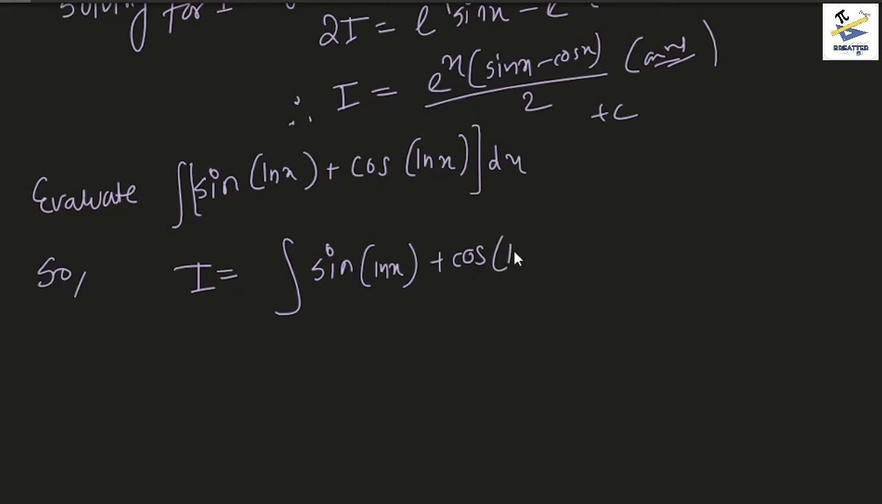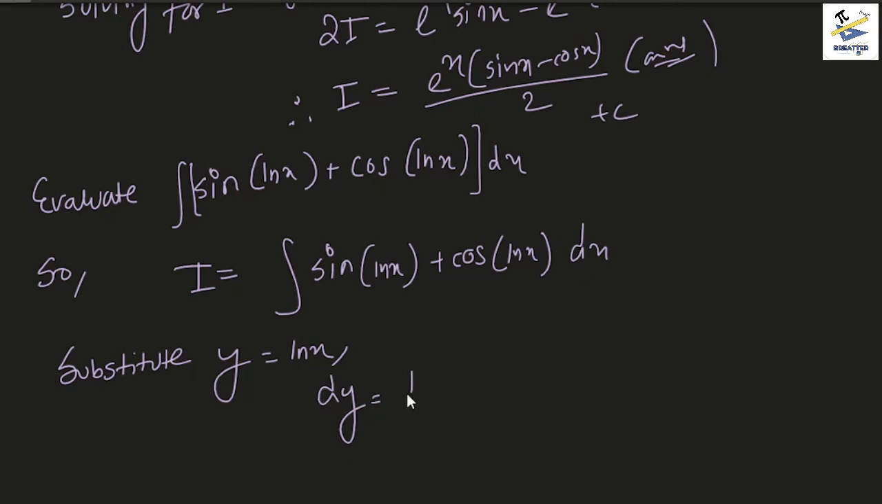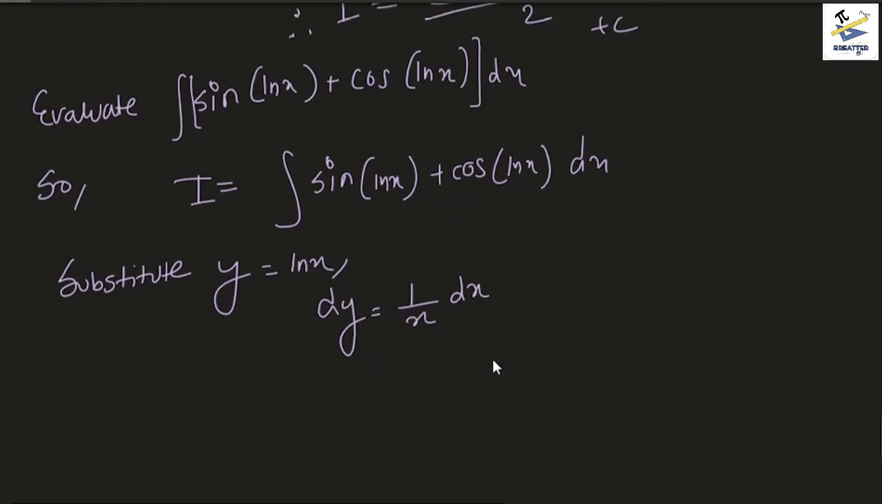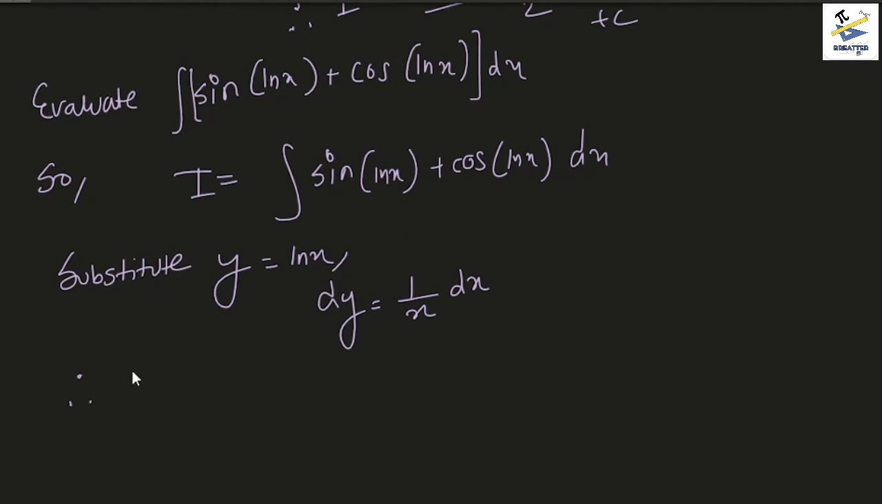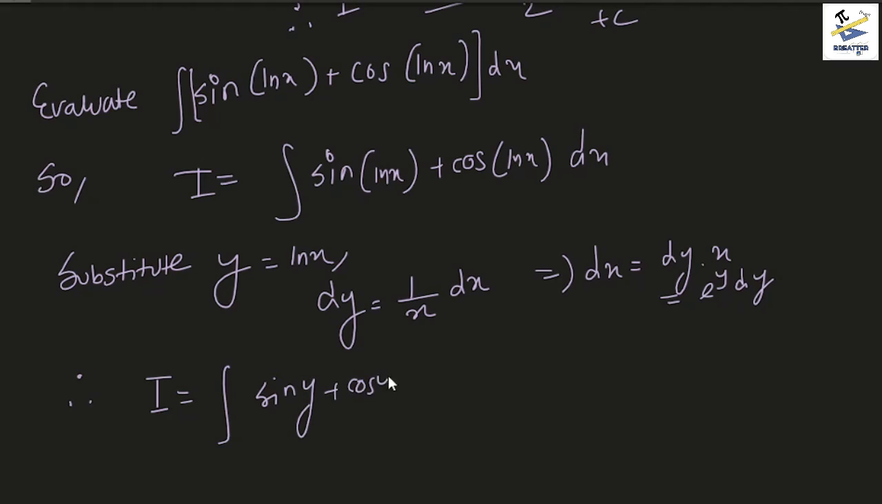plus cosine of log x dx, and substitute y equals log x, which will give us dy equals 1 by x dx, right? Therefore this integral would become, and from this you can see that dx is basically equal to dy into x, but we need it in terms of y, so x is basically e to the power y, so dx is basically e to the power y dy, right? So the integral becomes sine of y plus cos of y whole into e to the power y dy.